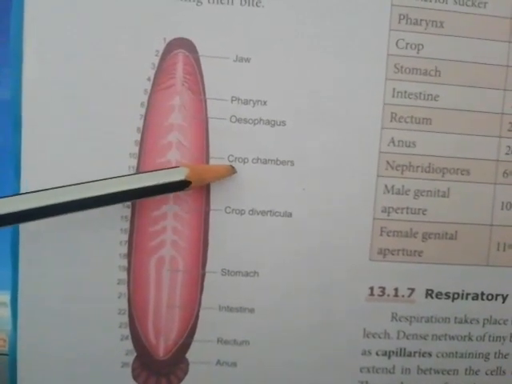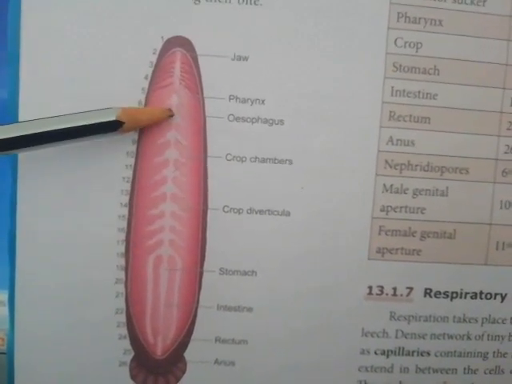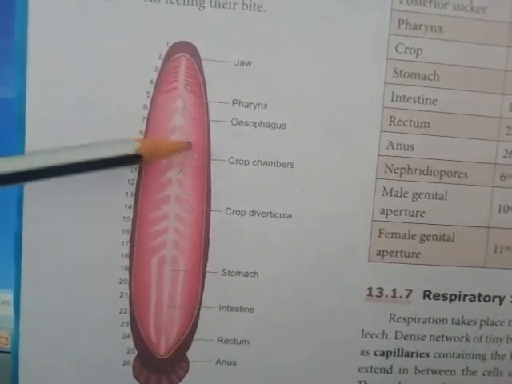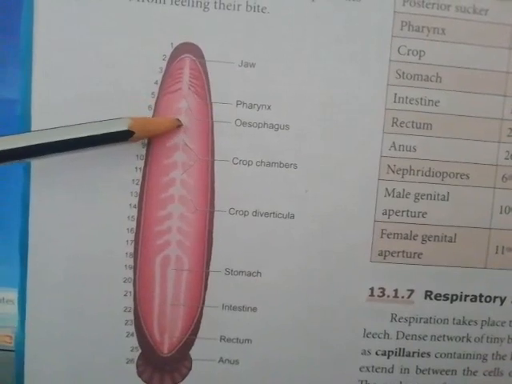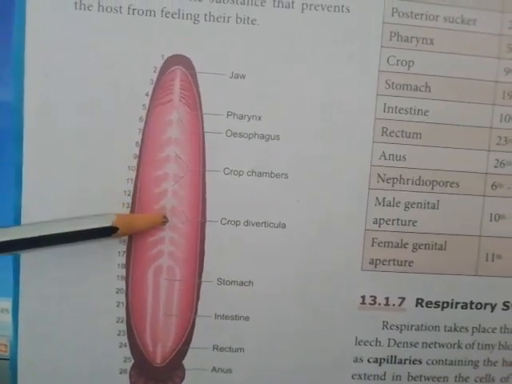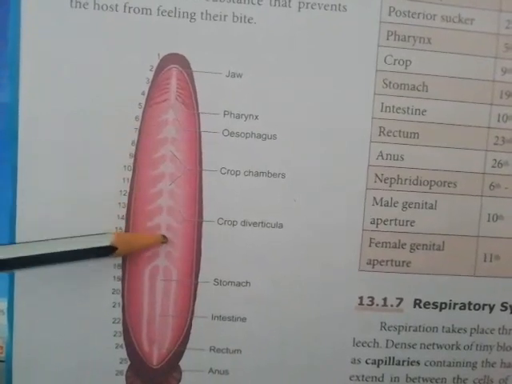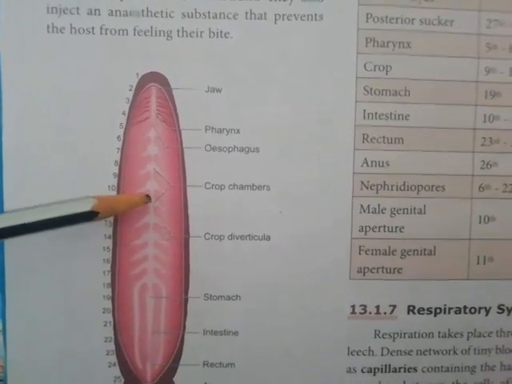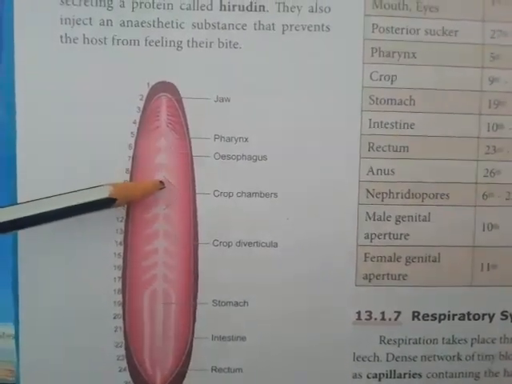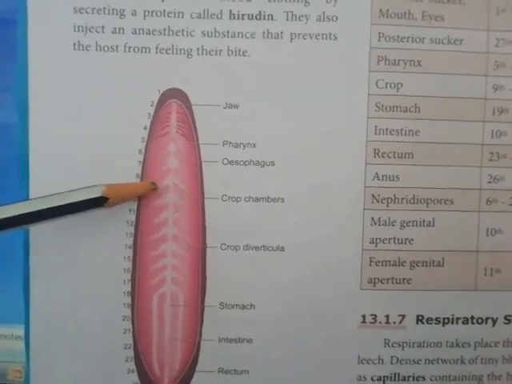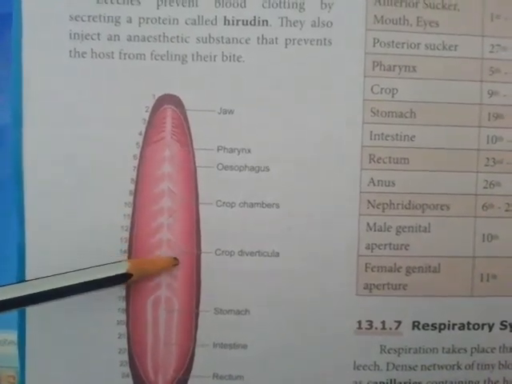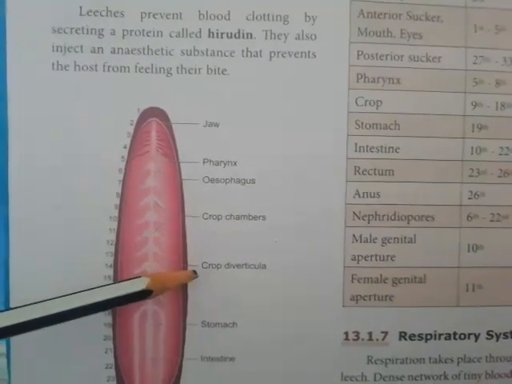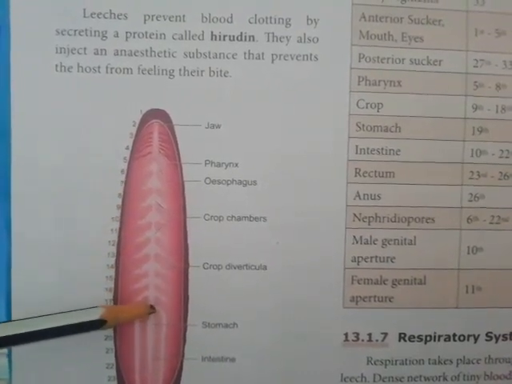Next to the food pipe, the crop chambers. There are 10 crop chambers which store a large amount of blood. That is crop chambers: 1, 2, 3, 4, 5, 6, 7, 8, 9, 10. Each crop chamber has projection-like structures projecting outwards, which are called crop diverticula. Then these crop chambers lead into the stomach.